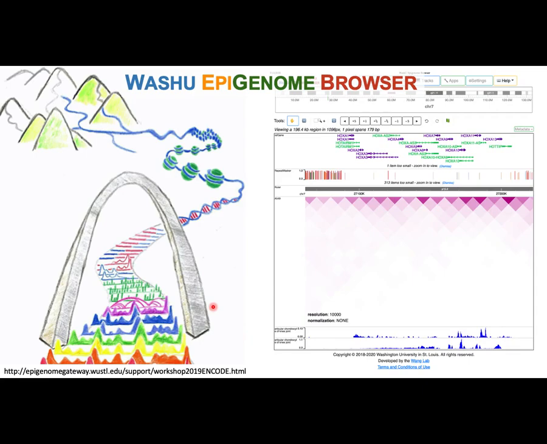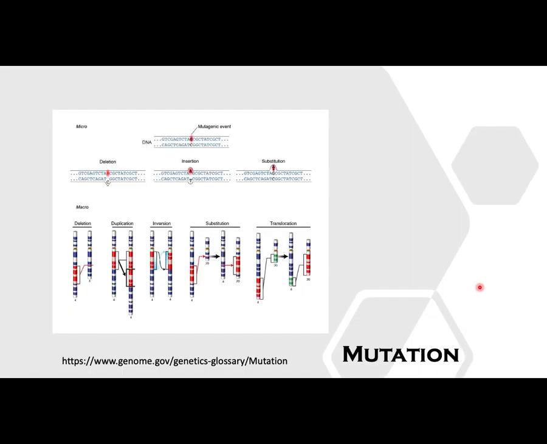Like the UCSC Genome Browser, Washington University provides an epigenome browser. It is very similar to the UCSC Genome Browser. It can also show the interaction in different chromatin regions.